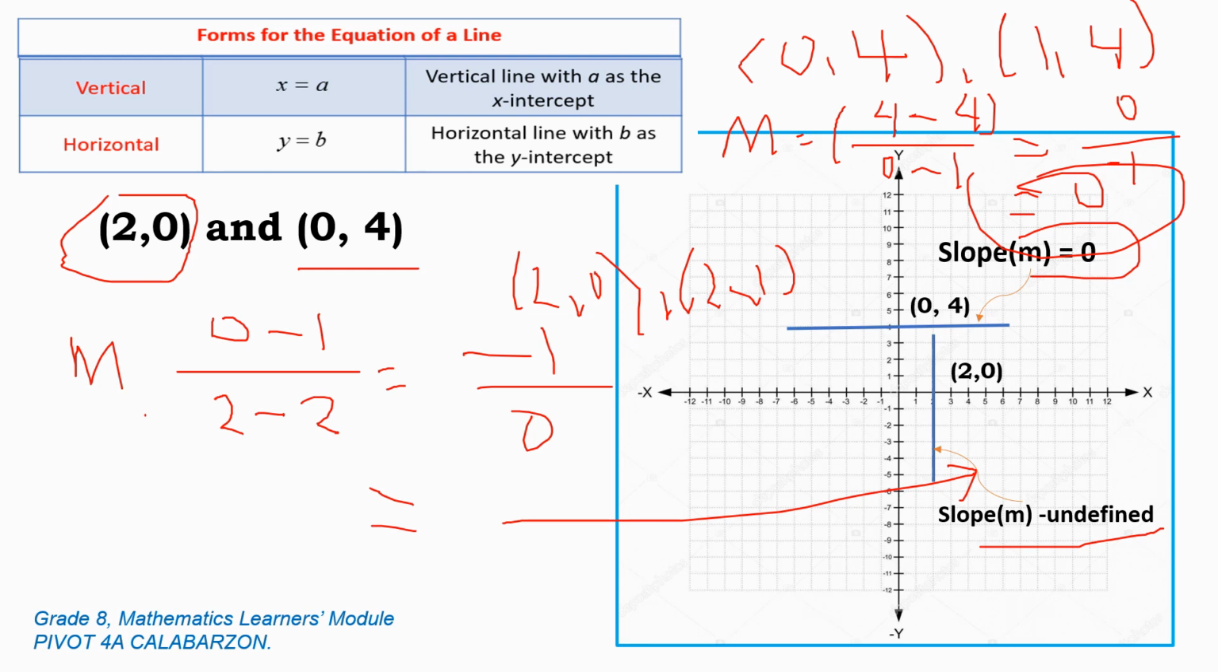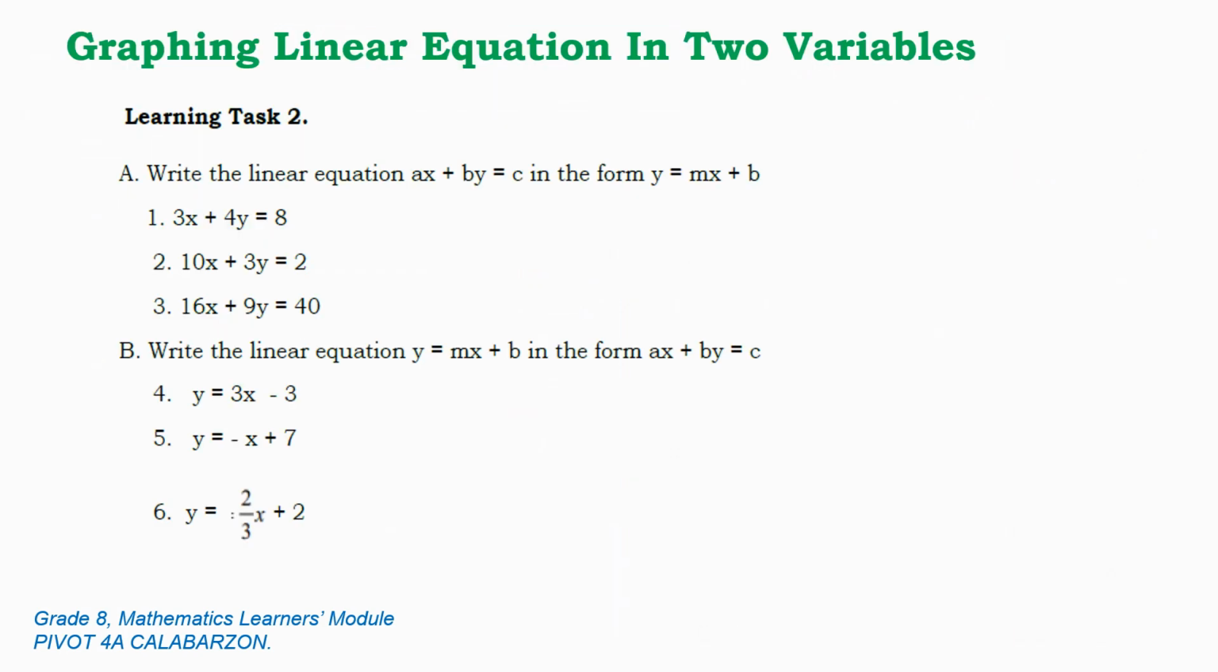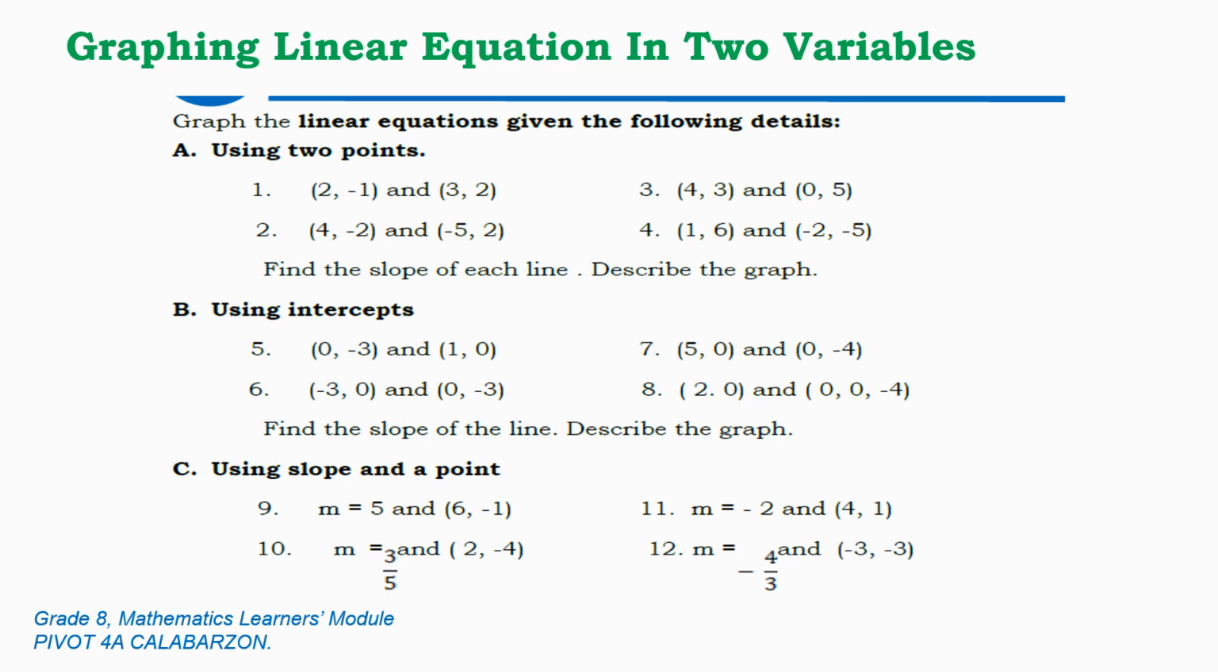Meron pa ba tayong dagdag pa dyan? So, lahat ng yun, no? Nakompleto. Kompleto lahat yan. Ating mga equation of lines. So, ayun. So, wala na po. So, ito ang ating mga sagutan lang sa inyong module. So, letter A, linear equation ax plus by equals c in the form of y equals mx plus b. Yan. Ginawa na po natin yan. Write the linear equation of y equals mx plus b in the form of ax plus by equals c. So, reverse.